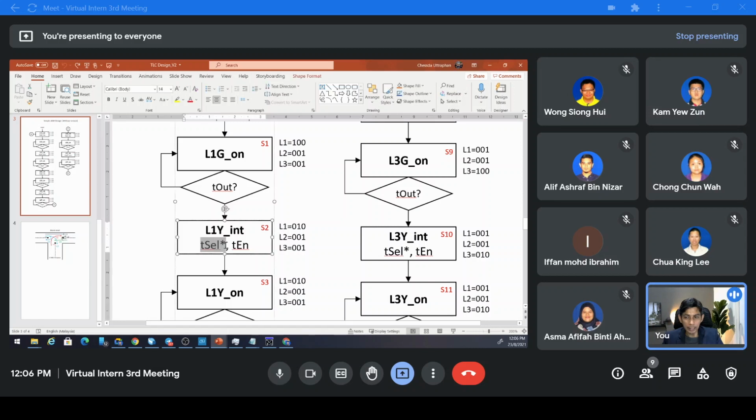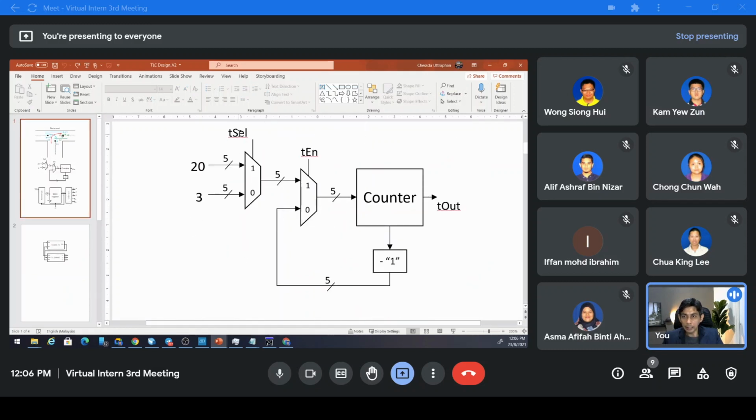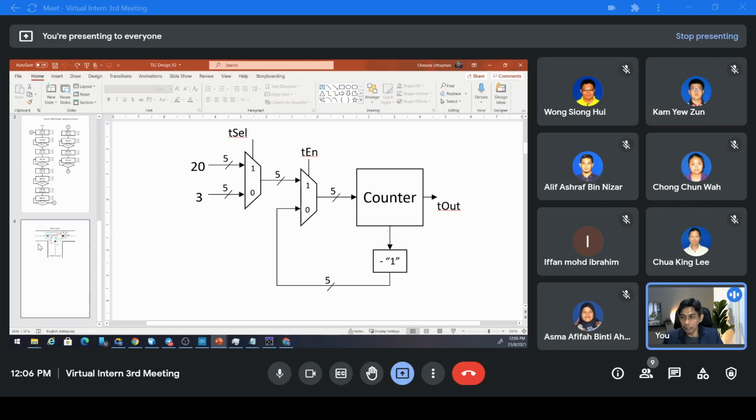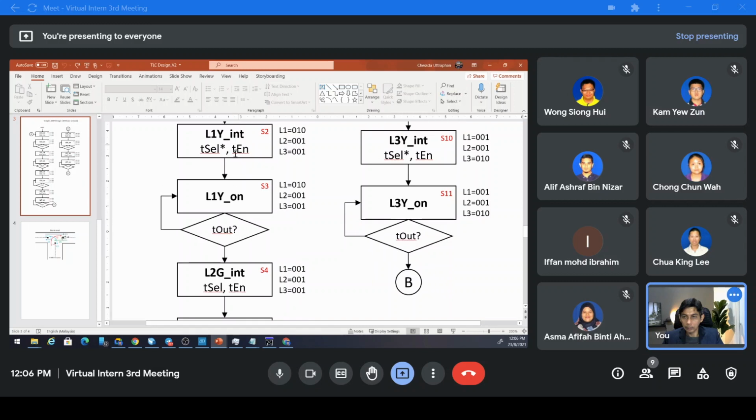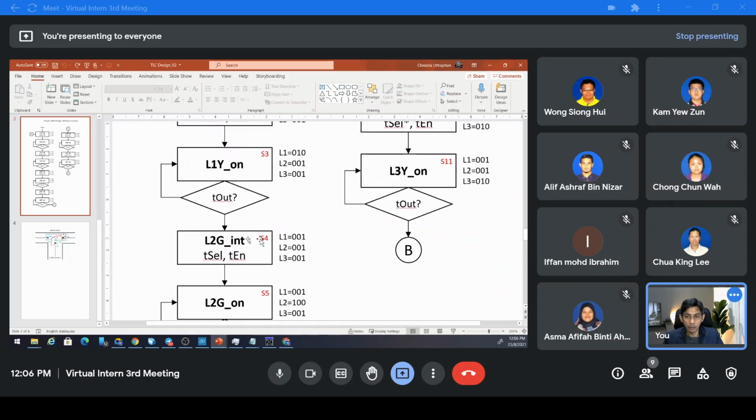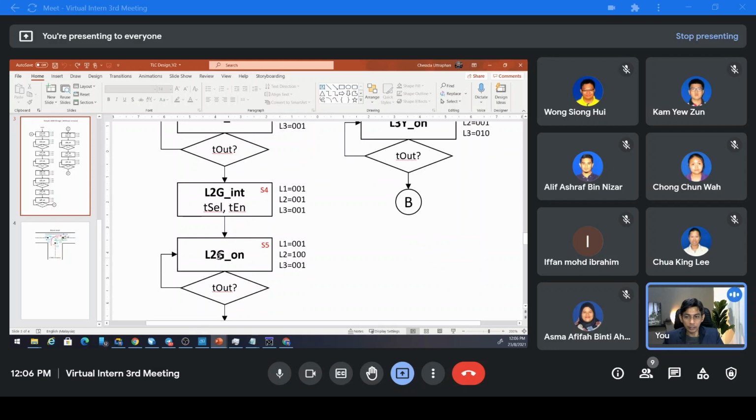And now let's see, T select equal to 0 now, T enable. So let's go back again here. T select equal to 0 means that 3 will go to here and we enable. 3 goes to here. Means that here we'll go to here and stay here for 3 seconds only. 3 clock cycles. All right, so it will be yellow for 1, 2, 3, 3 seconds and go out. Go out. Now we initialize the L2 green on already.